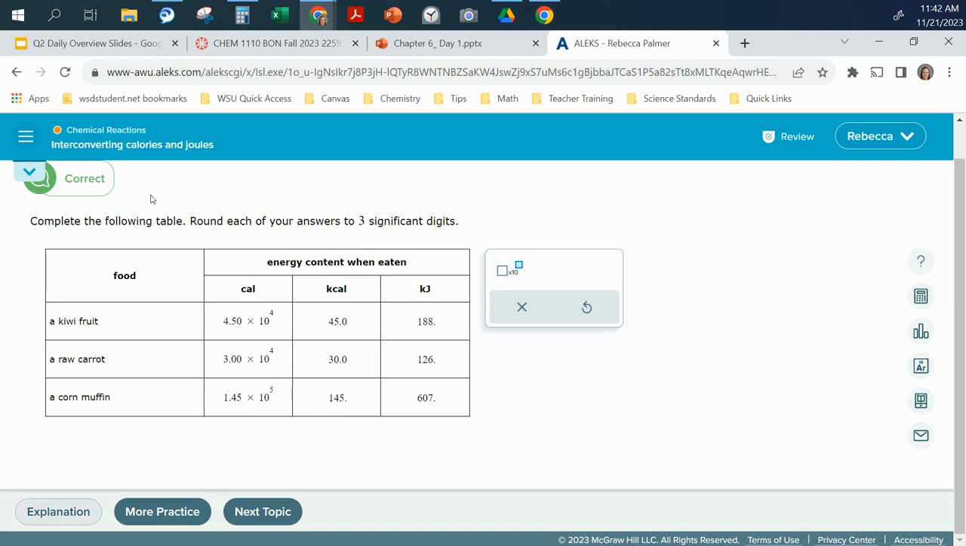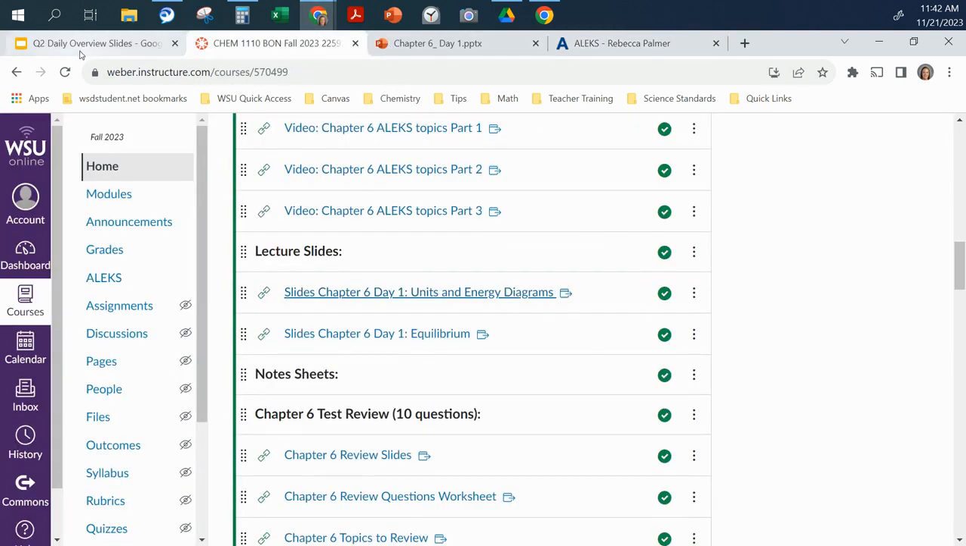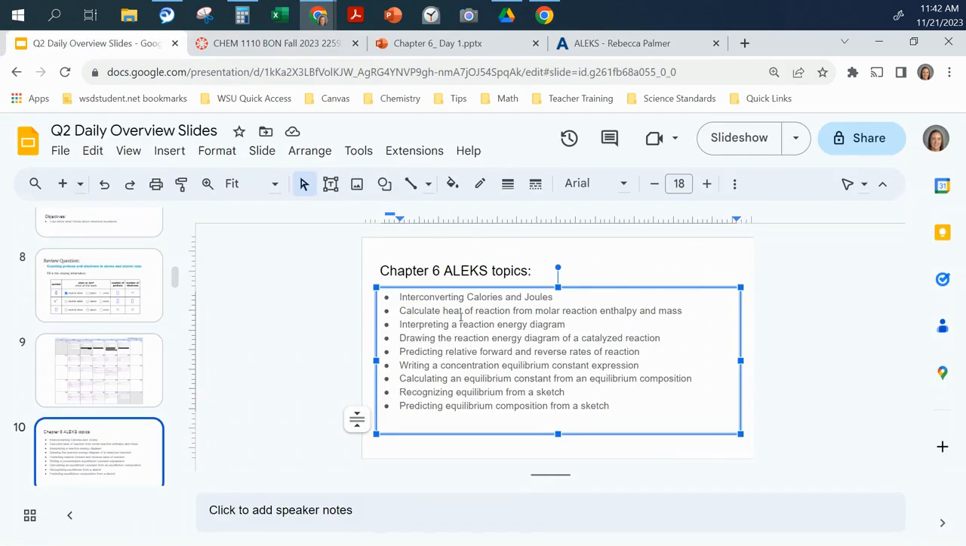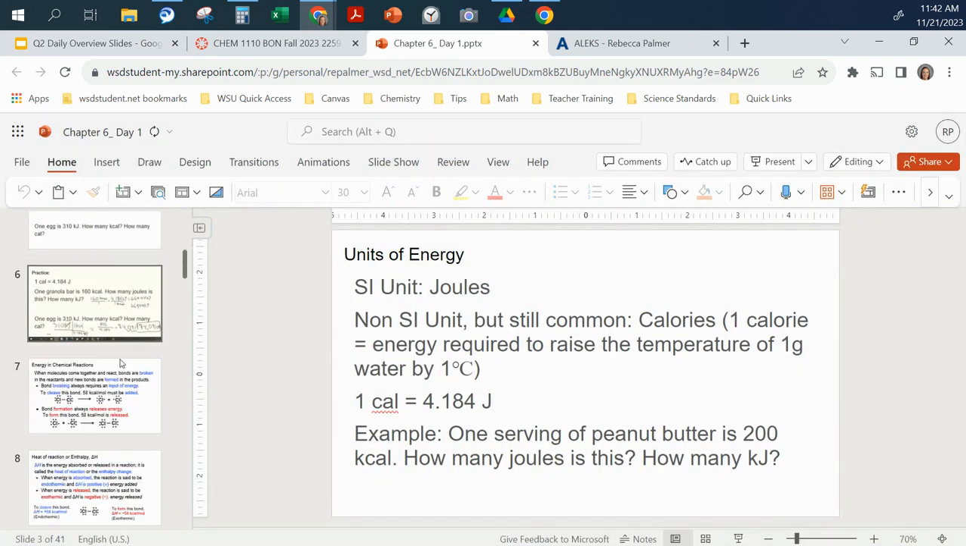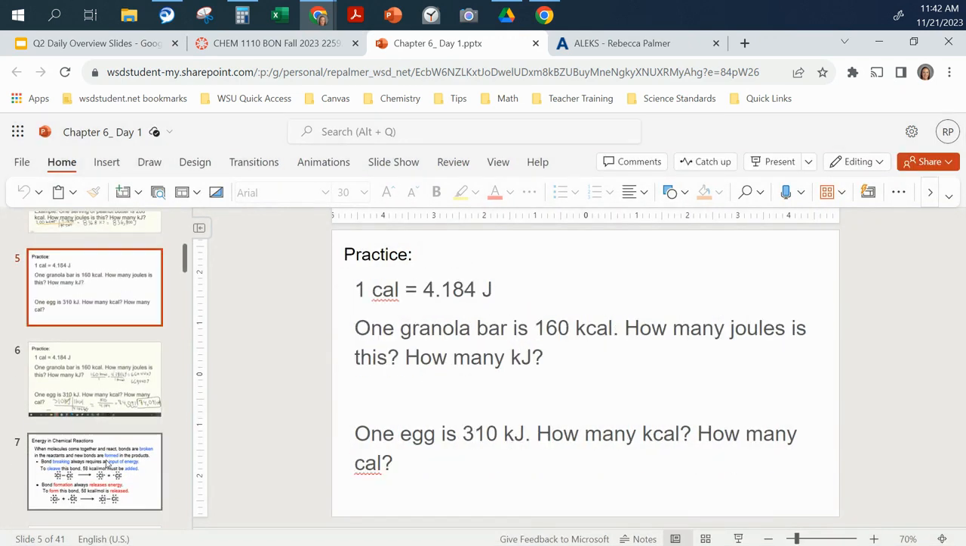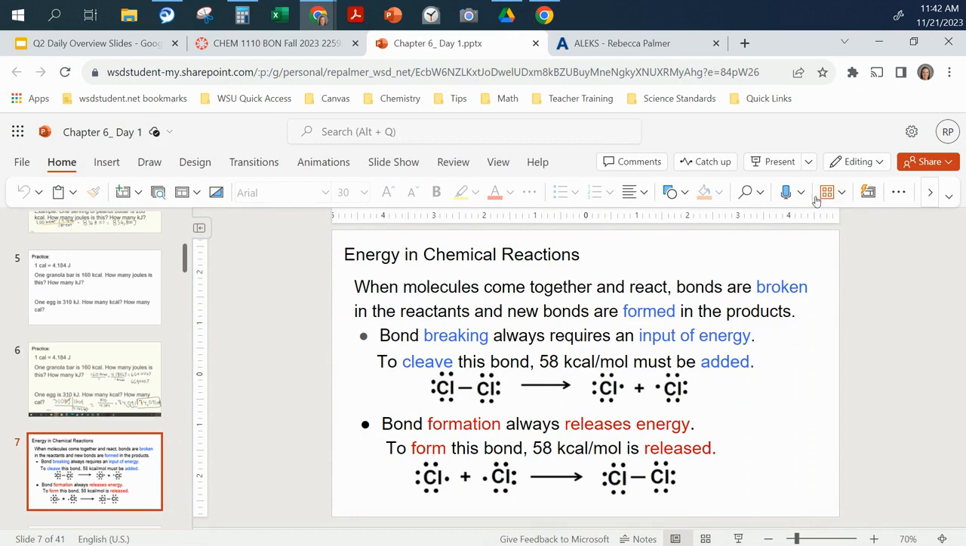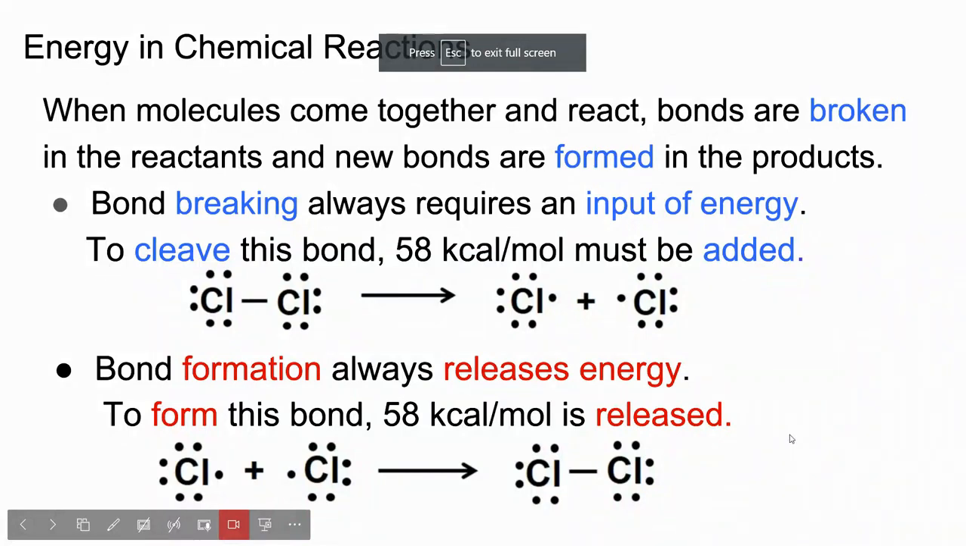Okay. All right, I'm gonna move to the next topic. Let me remember which one we're gonna do. Calculate the heat of reaction from the molar reaction enthalpy. Okay, so we need to take a few notes to understand what's going on here. So I'm gonna switch to my slides. Okay, I would just write down the most important things. You don't have to write everything. So this is just kind of to give us an idea of what's going on. I'm just going to jump to the right place.